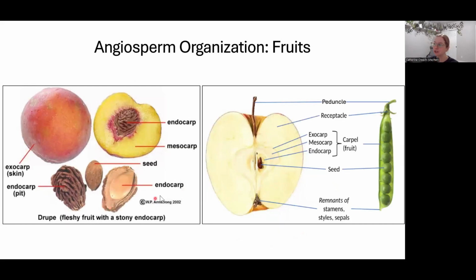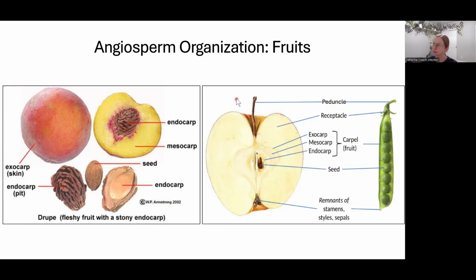Here's another picture of an ovary. This is a drupe. It's a type of fleshy fruit. The skin of your peach is the exocarp. The middle part, like the bulk of what you eat in a peach, is the mesocarp. And in a drupe, the endocarp is hardened into a pit. That's one of the characteristics of this type of fruit. Inside of the endocarp is where you find the seed. So this is the seed, and everything else is all ovary tissue.